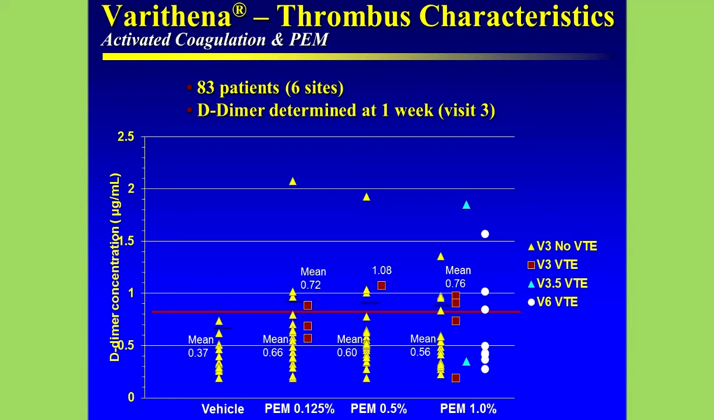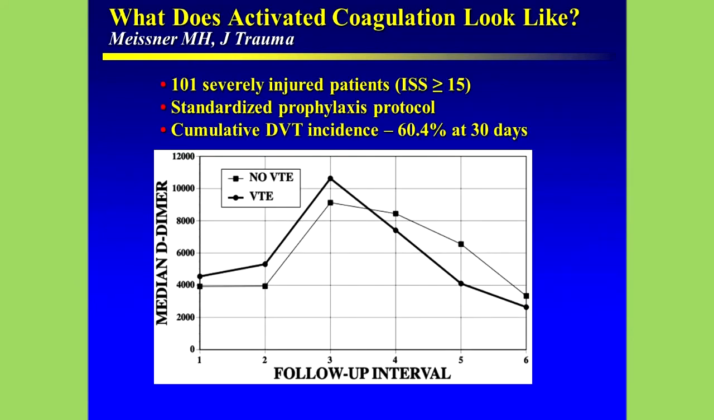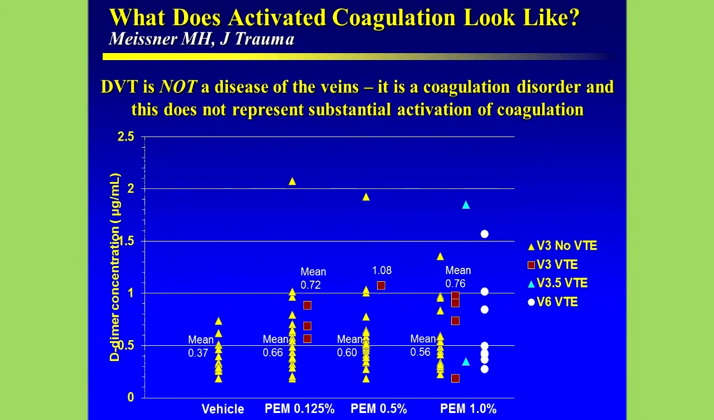Now, I'm going to show you what activated coagulation really looks like, and in this one, it's going to be nanograms per mil, not micrograms. We did a trial several years ago looking at severely injured patients who came in without a deep venous thrombosis. All of them had standardized prophylaxis, and there was a cumulative DVT incidence in these severely injured trauma patients of 60% at 30 days. And if you look at the D-dimer levels, all of these are at least 4 to hundreds of fold times higher than in the patients who were treated with sclerosants. This is what activated coagulation looks like, not what we saw in the Verisolve trial.